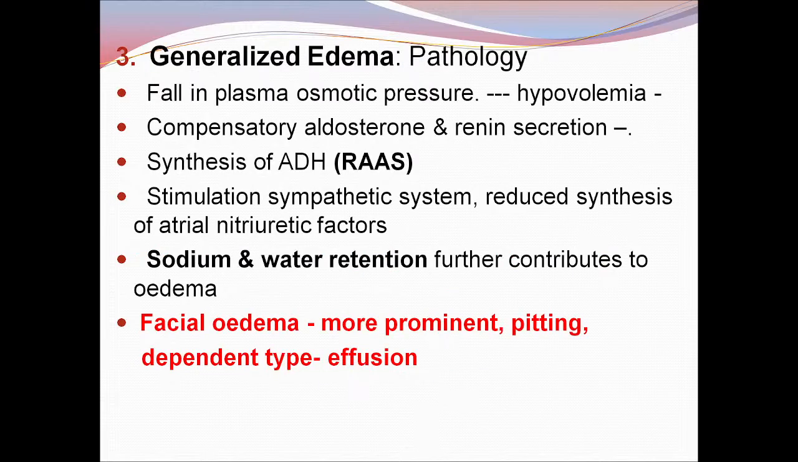Then this generalized edema, I think we should not go into details. You must have seen the edema chapter. So, what is the basic pathology? The pathology is decreased plasma oncotic pressure because of loss of albumin. Then there is a resultant hypovolemia, there is a compensatory mechanism, the renin, angiotensin, aldosterone mechanism, and again there is a retention of sodium and water, which further contributes.